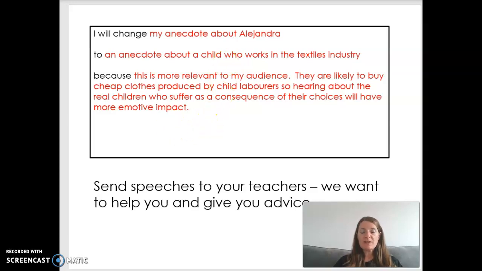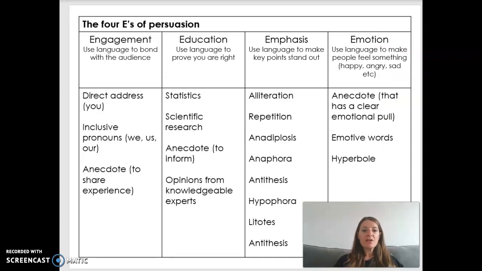You need to do the same, guys, yeah? Write your speech, most important bit. Send your speech to your teachers. We want to give you help and advice, but you can help yourselves as well. Read them aloud. Don't just be satisfied with your first draft. Think about at every stage how you can use the table of ease to really make it better, to really add engagement, education, emphasis and emotion across the speech.